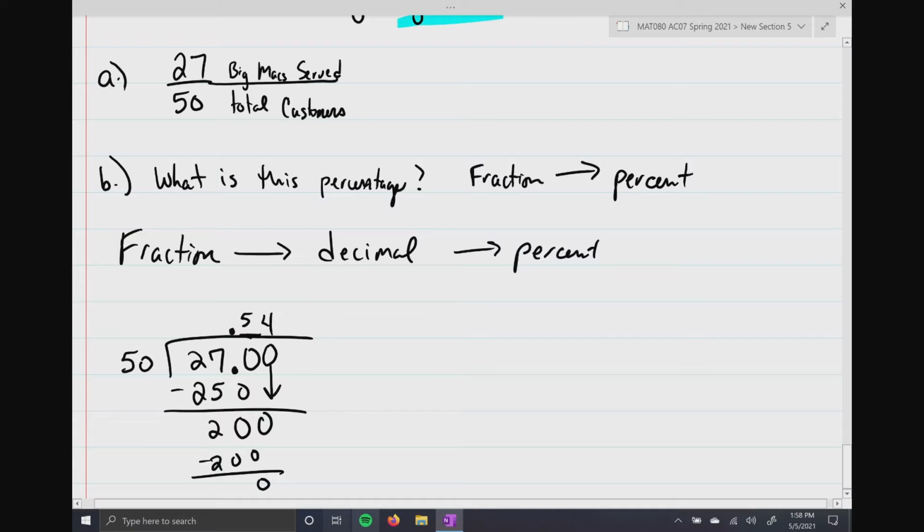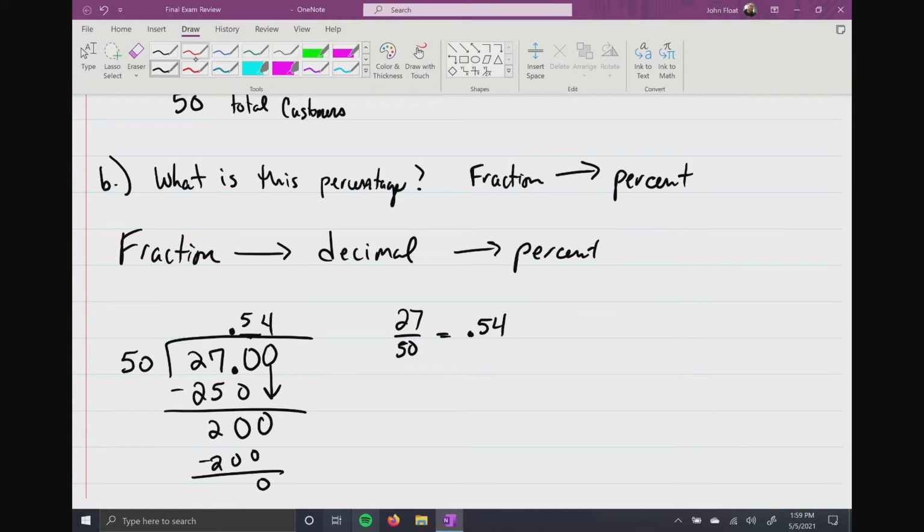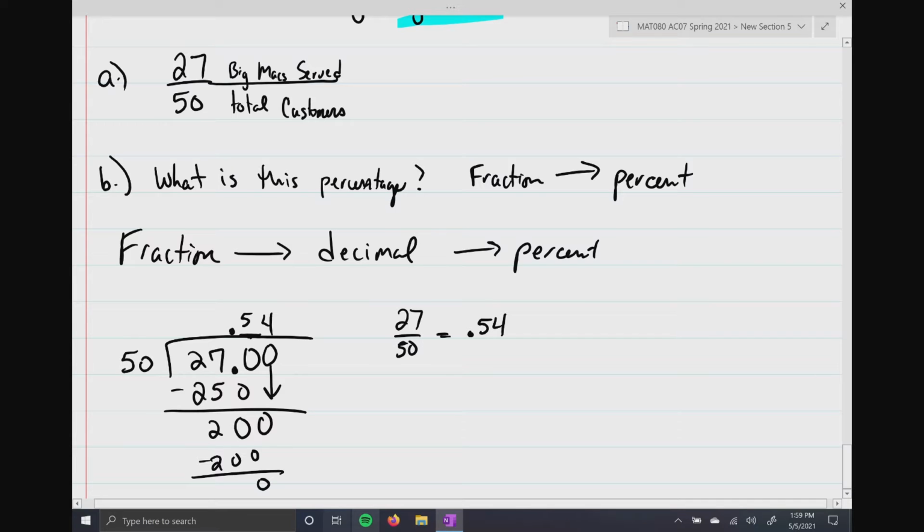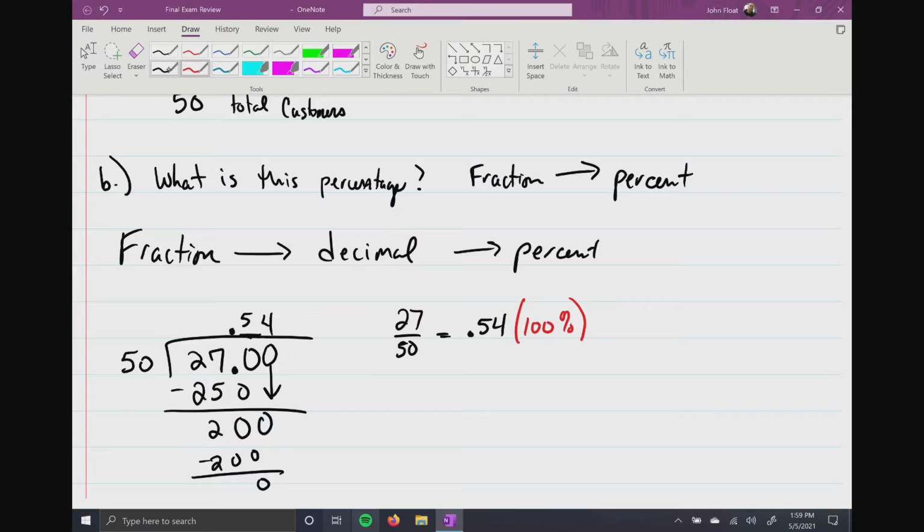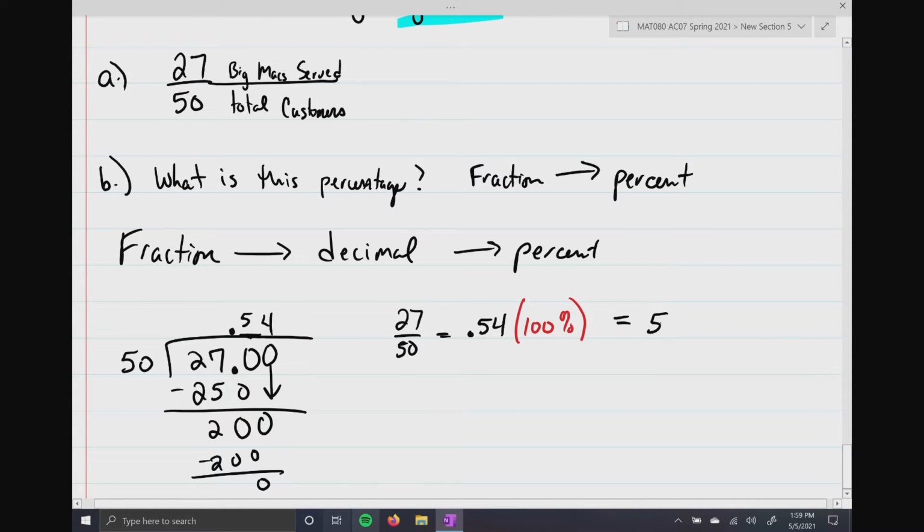So what we've done is we've taken 27 over 50. We converted it into a decimal. So 27 over 50 equals 0.54. And we know if we want to make a decimal into a percent, we multiply by 100 and just add that percent symbol onto it. So 54% of customers are served a Big Mac.